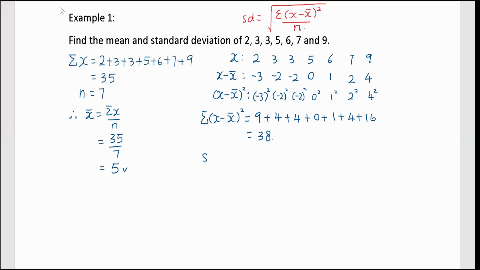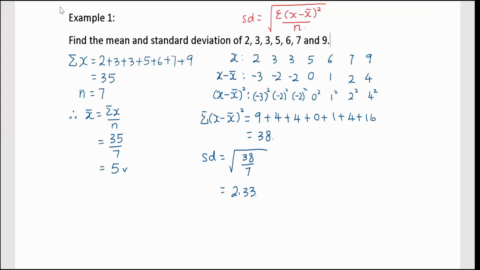Then we are able to find the standard deviation. Using the formula given here, the summation of x minus x bar squared is 38, and then the sample size is 7. Using calculator, we will get the answer to be 2.33. So we round off to 3 significant figures.